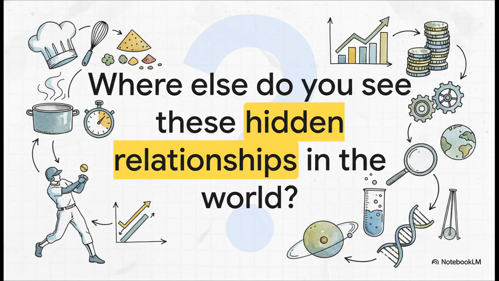But the real question is, now that you know these rules, where are you going to see them out in the wild? I mean, think about it. Cooking, planning a road trip, even in business or science. These relationships are hiding in plain sight, everywhere. So what connections are you going to spot now?